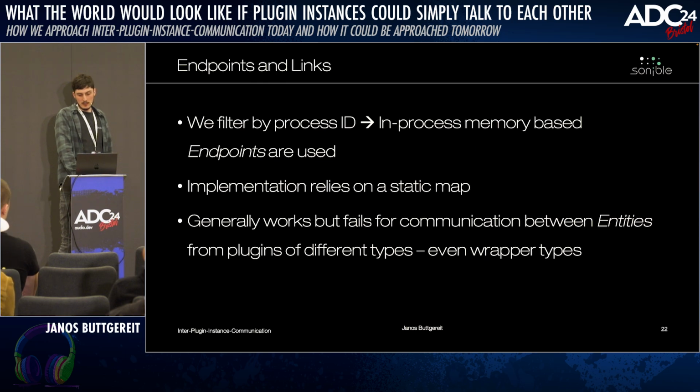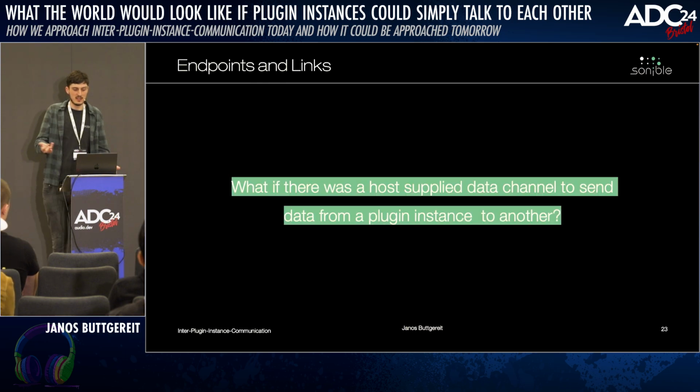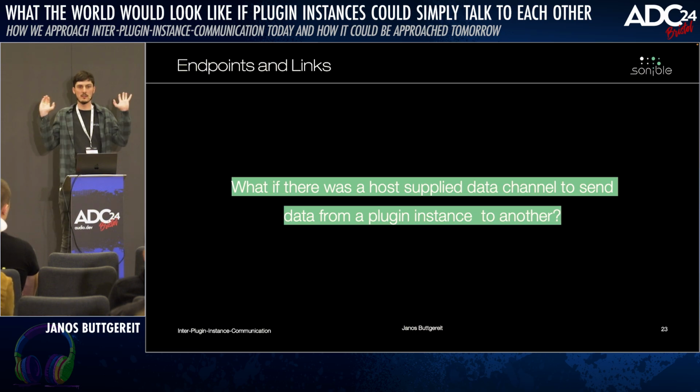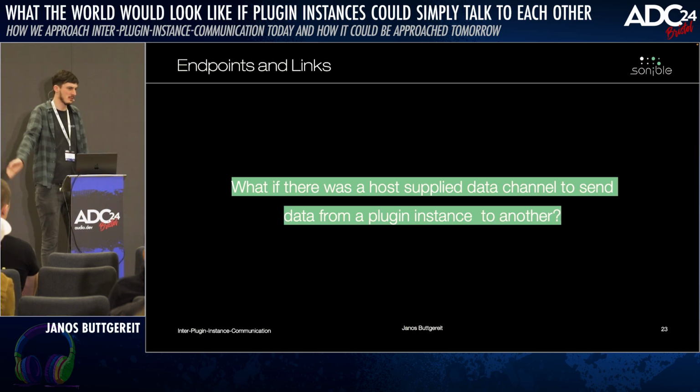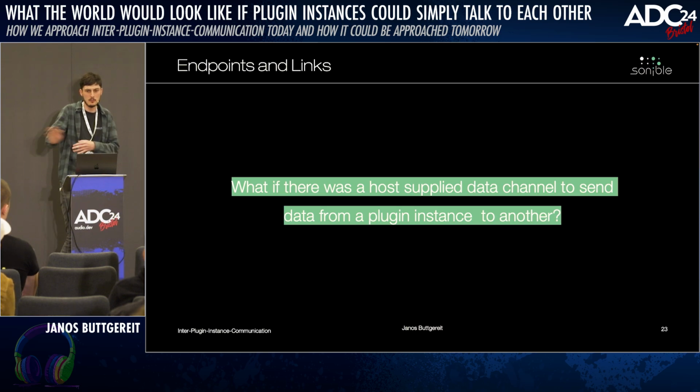So our wish would be, what if there was just a host-supplied data channel to send data from one plugin instance to another? We actually don't really care how the host would make this possible. We just would hand off some data, say, hey host, make us a link to there, send it over, send it through memory, through an inter-process pipe, through network, whatever. We don't care. Just ensure that this data arrives at the other end. This would be great for us and would really reduce a lot of the workarounds we do.